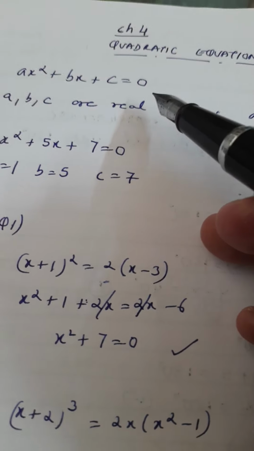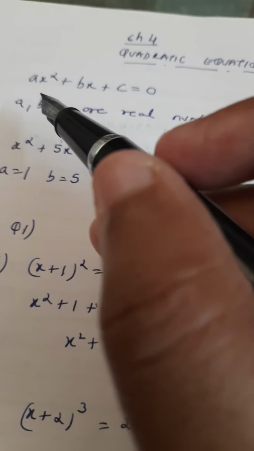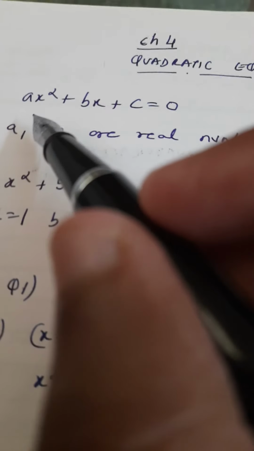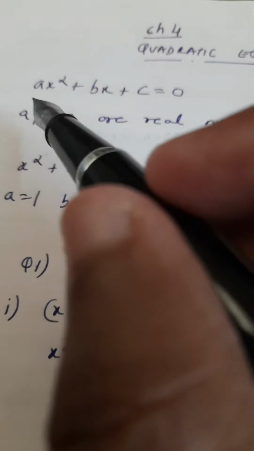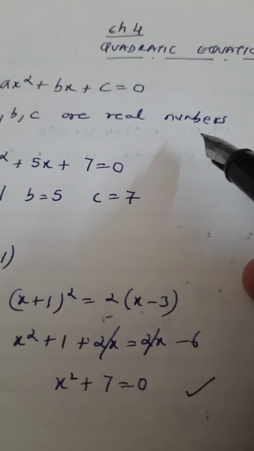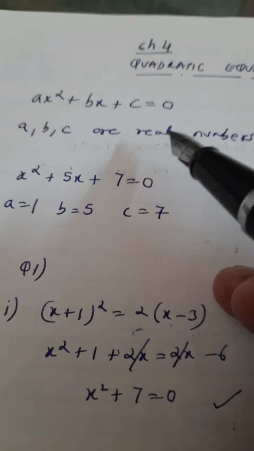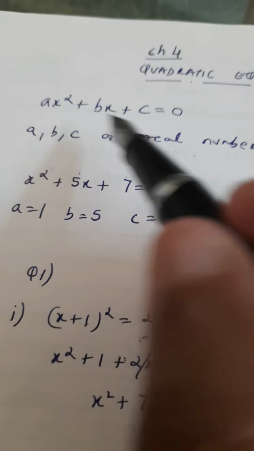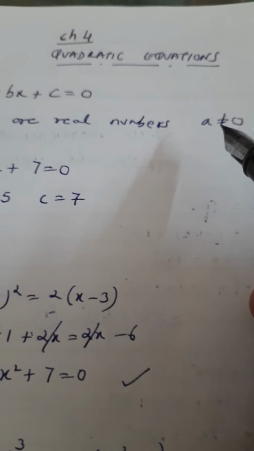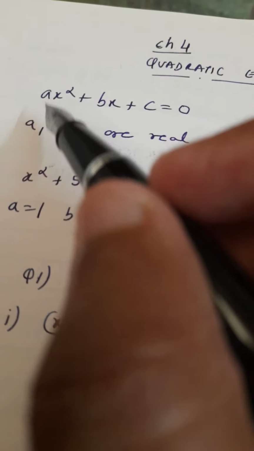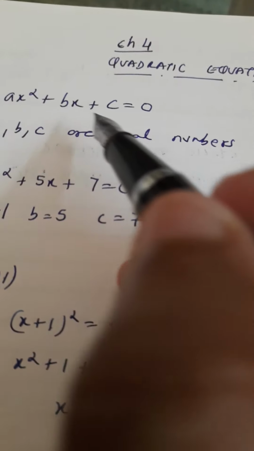Equation means it is equal to 0 or equal to something, right? So this is the general form of a quadratic equation, that is ax square plus bx plus c is 0, where a, b, c are real numbers. It could be a rational number, it could be an irrational number, but they are real numbers. The only condition that you have to be careful is that a should not be equal to 0, because the moment a is 0, this term becomes 0 and then it becomes a linear equation, not a quadratic. So it's important that a should be a number except for 0.